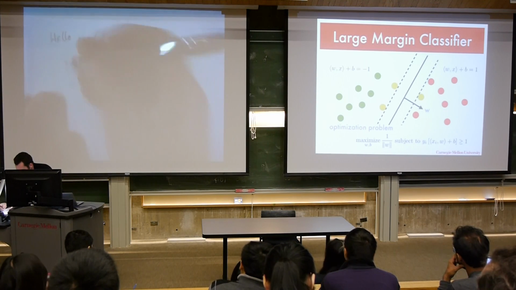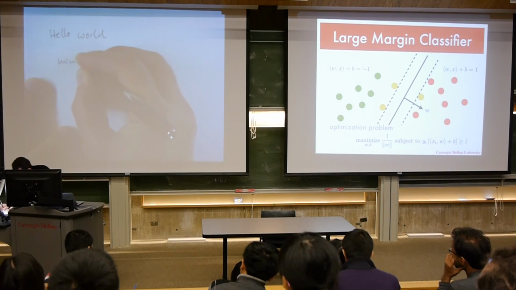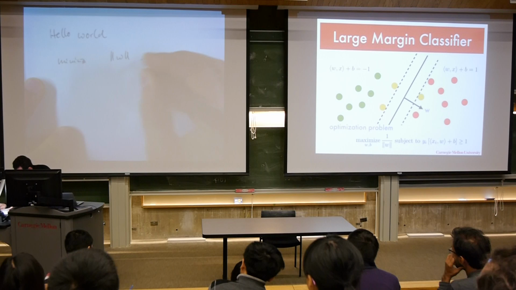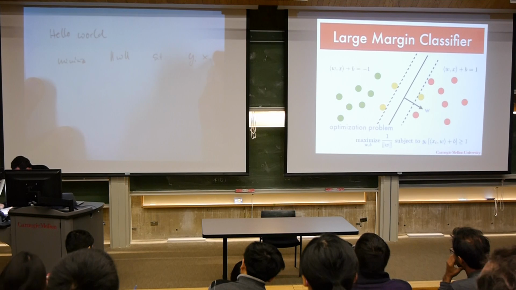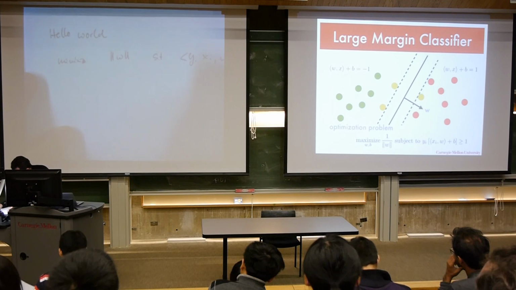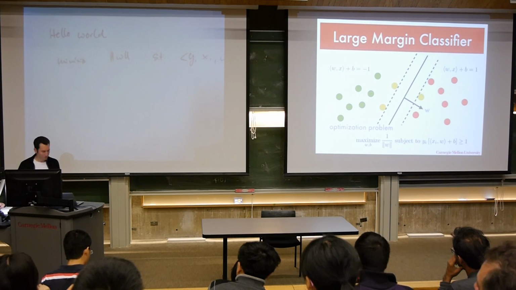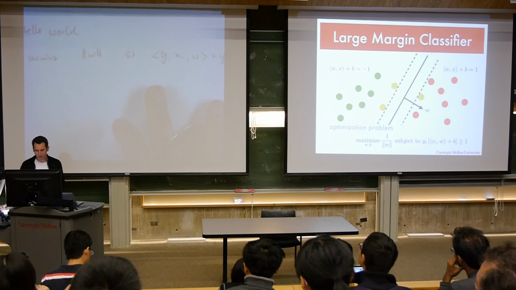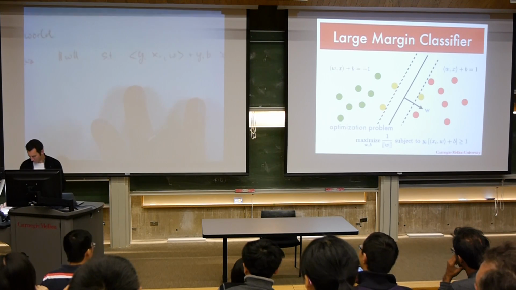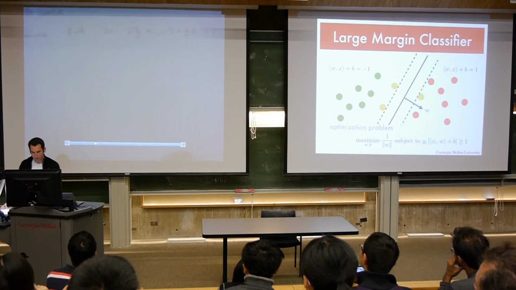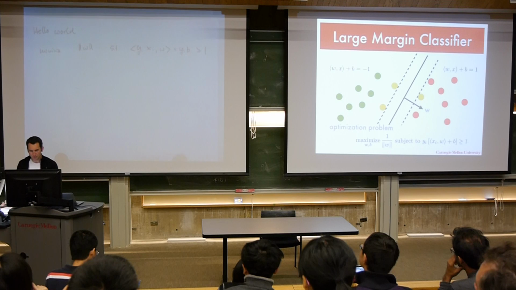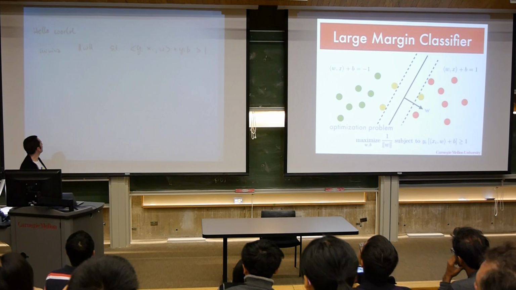So I could write: minimize the norm of W subject to yi (xi dot W plus b) greater or equal than 1, right? I could do that. And that would be a run-of-the-mill convex program, except that this problem now would not be particularly easy to solve.